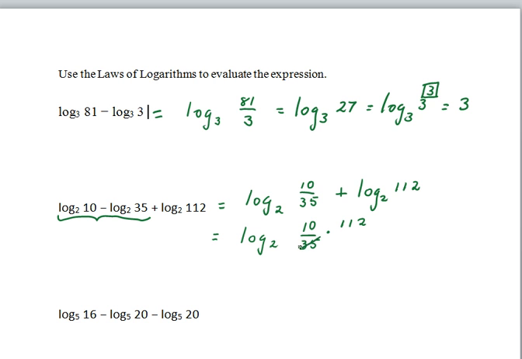I see that 7 goes into 35 and also into 112, and then 5 can cancel into the 10. So we get log base 2 of 32. 32 is 2 to the 5th, and the log base 2 of 2 to the 5th is the exponent, or 5.